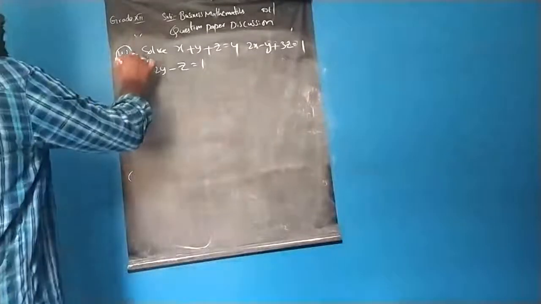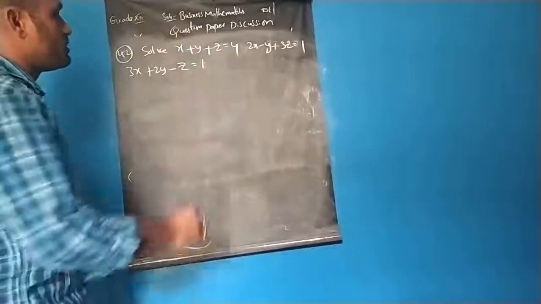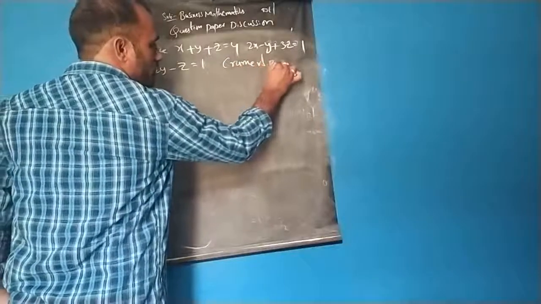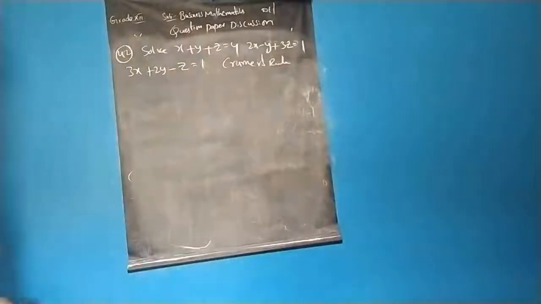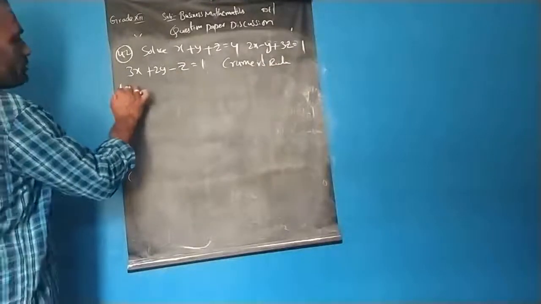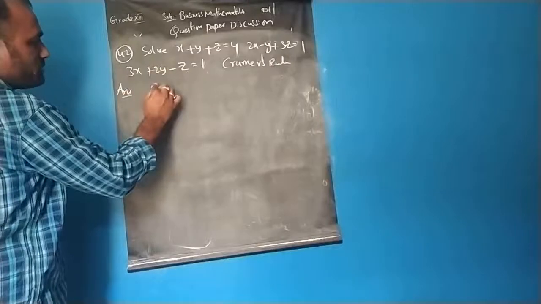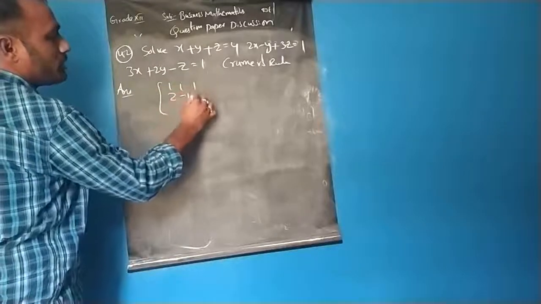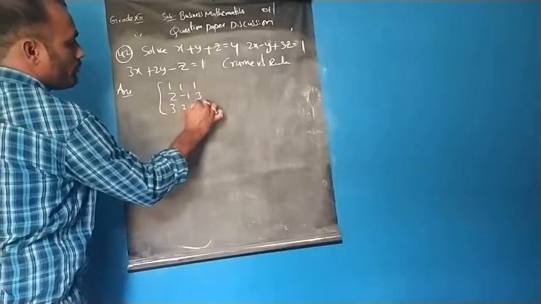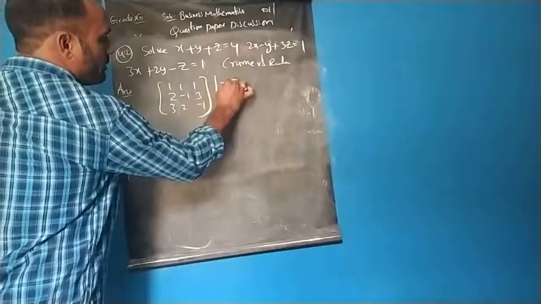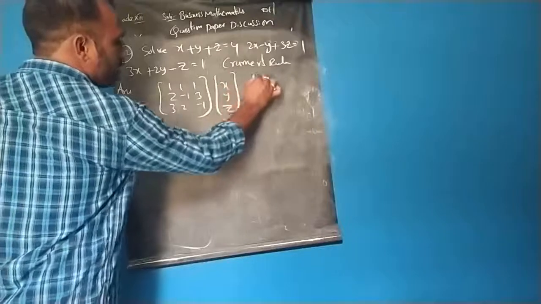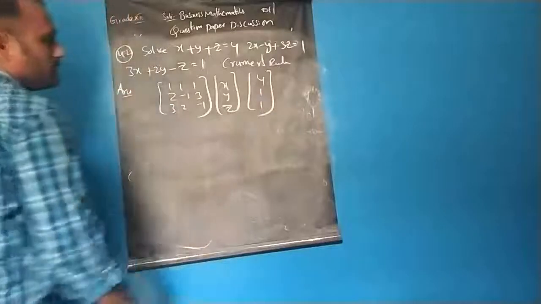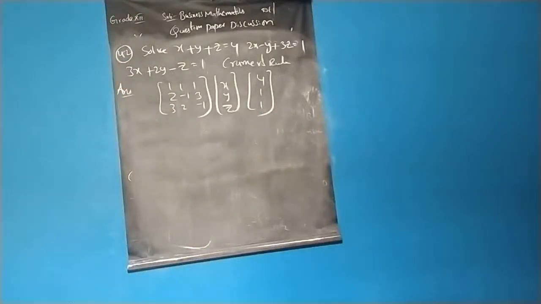Next, let us see the 42nd question. Solve this by using Cramer's rule. So we are going to find the answer by using Cramer's rule. Cramer's rule exists only when the determinant is not equal to 0. So for the answer, first let us write the matrix format. That is 1, 1, 1, 2, minus 1, 3, 3, 2, minus 1, with variables x, y, z, and the constants 4, 1, and 1. So this is the corresponding matrix equation form.